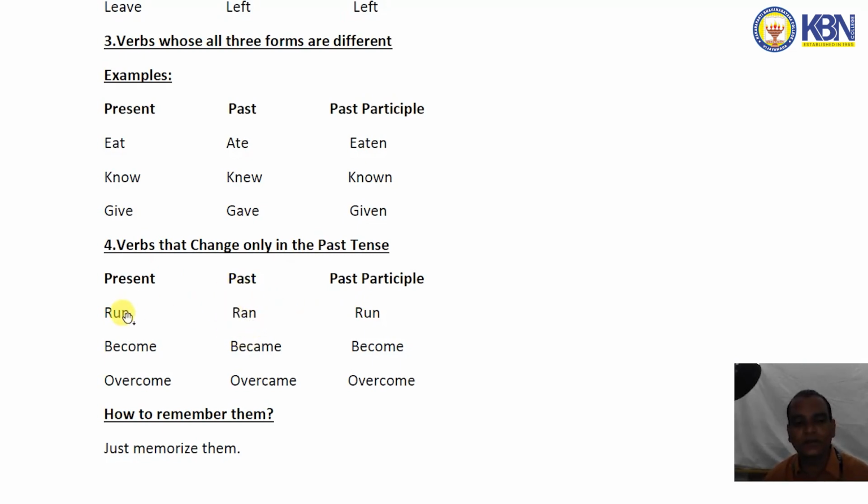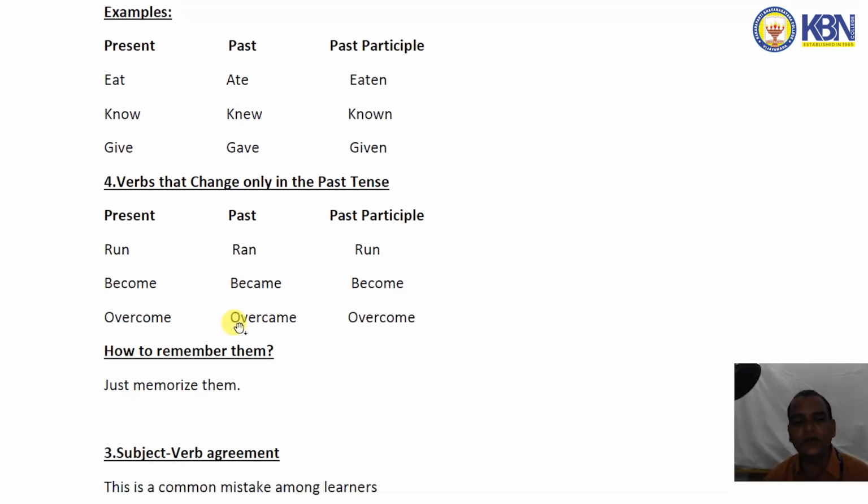సో కాబట్టి రన్, ర్యాన్, రన్, బికమ్, బికేమ్, బికమ్, ఓవర్కమ్, ఓవర్కేమ్, ఓవర్కమ్. అంటే ఈ పద్ధతిలో ద ప్రజెంట్ ఫామ్ కెన్ యాక్ట్ యాజ్ ఆల్సో ఏ పాస్ట్ పార్టిసిపుల్ ఫామ్, బట్ ద స్పెల్లింగ్ ఆఫ్ ద పాస్ట్ ఫామ్ ఈజ్ క్వైట్ డిఫరెంట్ టు ఇట్స్ బేస్ ఫామ్. ఈ విషయాన్ని మనం చాలా జాగ్రత్తగా గుర్తుపెట్టుకోవాలి.